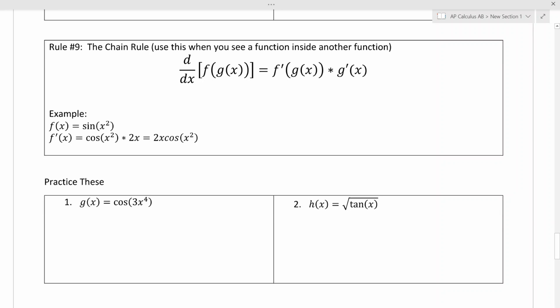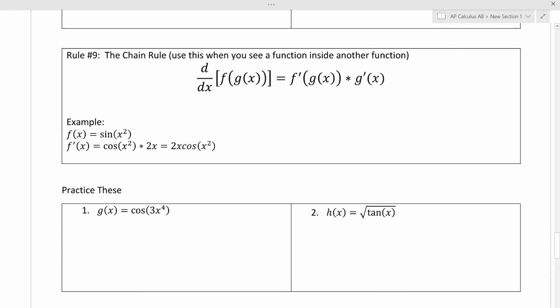Have some respect. Anyway, if there's a function inside of another function, so not multiplication, but it's plugged into it, that's called composition, okay? So I want you to notice the difference.